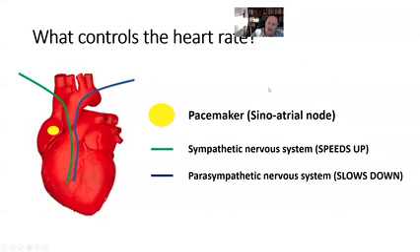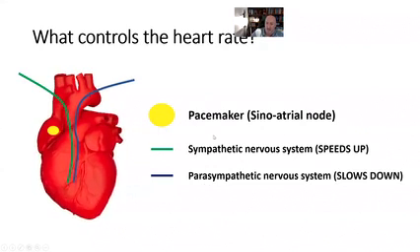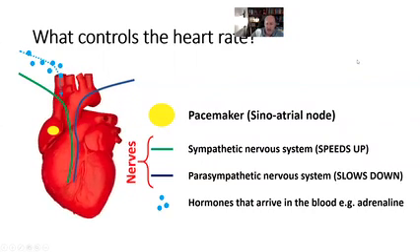Now, when we get into exercise, once we get above a heart rate of about 150, 160, the sympathetic nervous system is completely in control. Between about 160 and maybe 100, there's a bit of a mix between the two, but primarily at rest, it's the parasympathetic that controls what's going on.